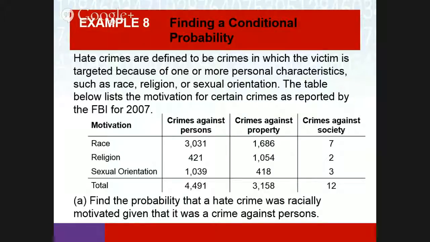Hate crimes are defined to be crimes in which victims are targeted because of one or more personal characteristics, such as race, religion, sexual orientation. So here's a table from 2007 of the FBI motivation for certain crimes reported. We have this motivation, crimes against the person, crimes against property, and crimes against society. They said there's 3,031 crimes against people that were motivated by race, 421 that were motivated by religion, and so forth.